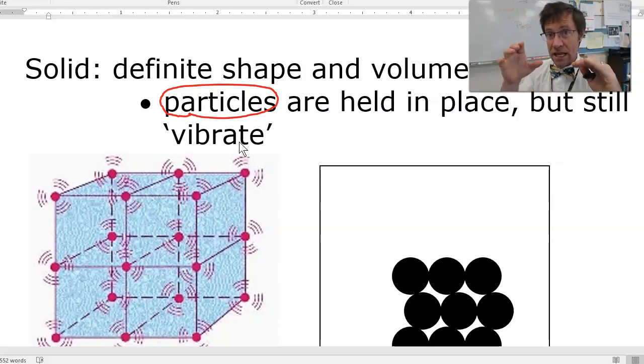Solid, they're fixed in place. In other words, they don't move around. There are internal forces that hold them in place. They're still kind of going, but they're stuck.